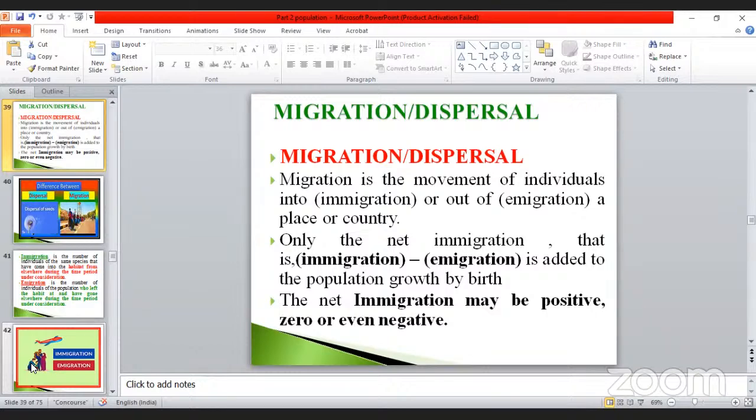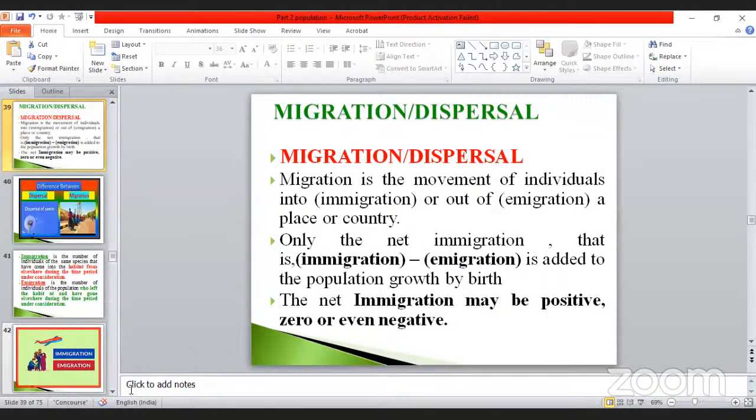Dispersal is nothing but, what is the meaning? Group dispersal after finishing your prayer, isn't it? Disperse means you have to spread, isn't it? Take an example: any one of the seeds can disperse itself with the pollen grain from the surroundings. So that is very, very important.